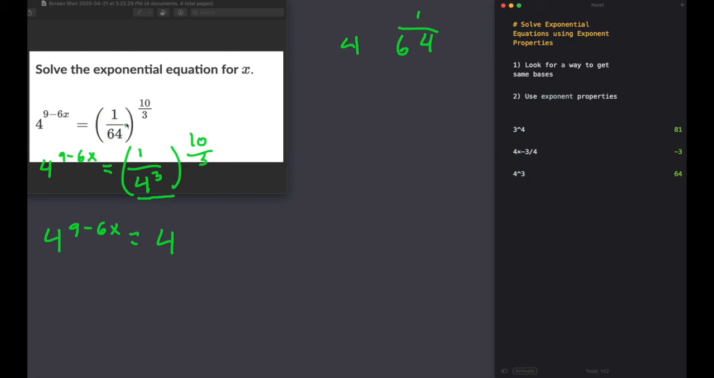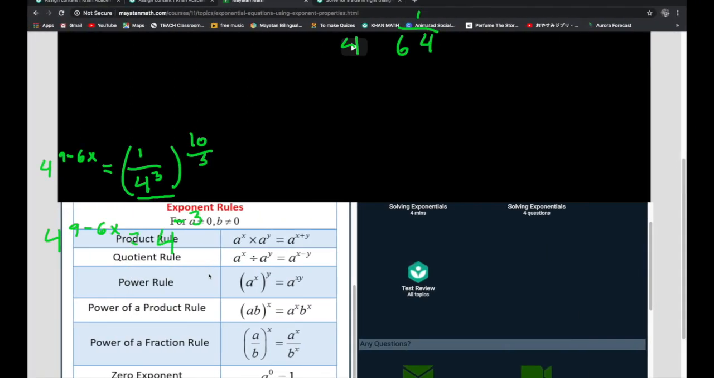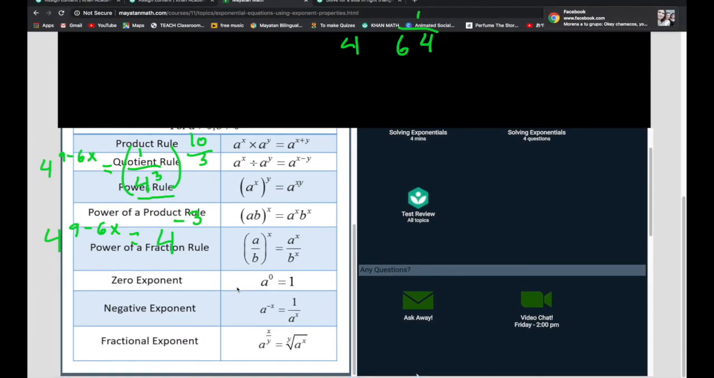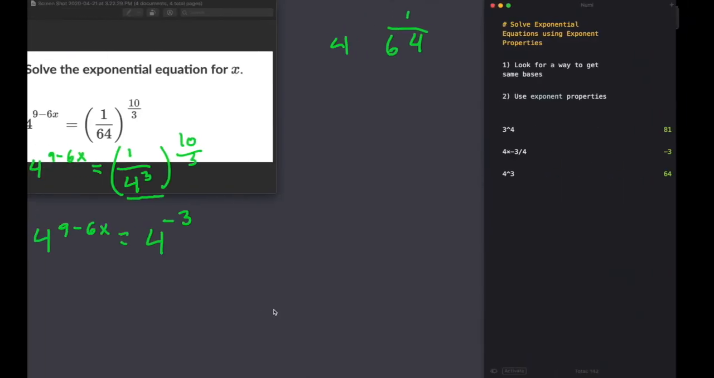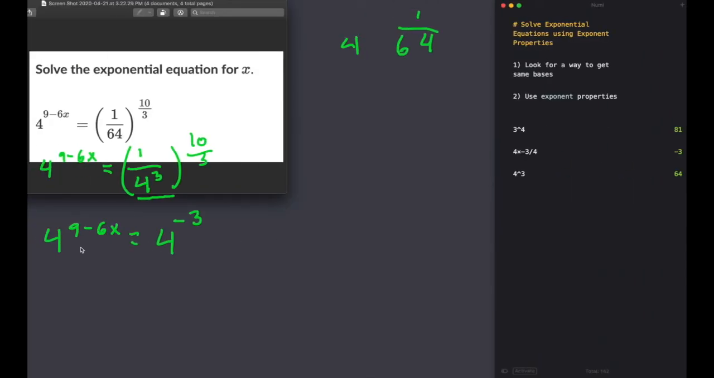So you'll get a couple of these problems where it'll be like 1 over 25 and there'll be a 5 here. All you have to remember is 1 over 4 to the third is 4 to the negative 3. And I think that's on our exponent rules. Yes, a to the negative x is 1 over a to the x. So 1 over 4 to the third is the same as 4 to the negative 3. And so we end up with 4 to the 9 minus 6x equals 4 to the negative 3, and we'll put that in parentheses, raised to the 10 thirds.